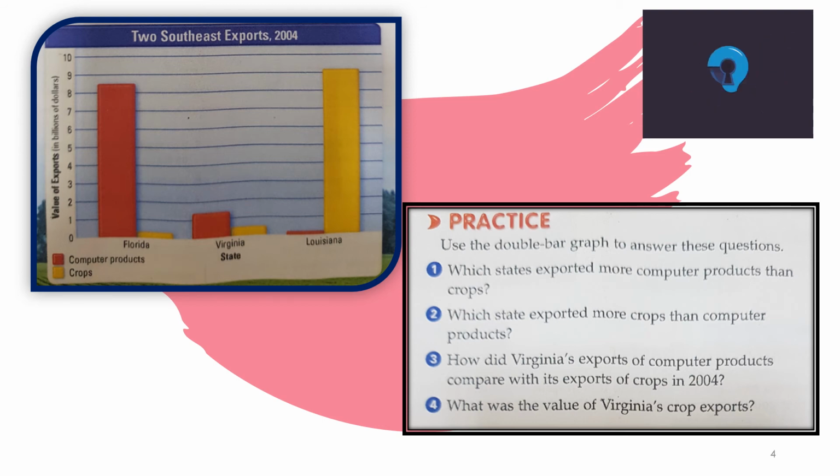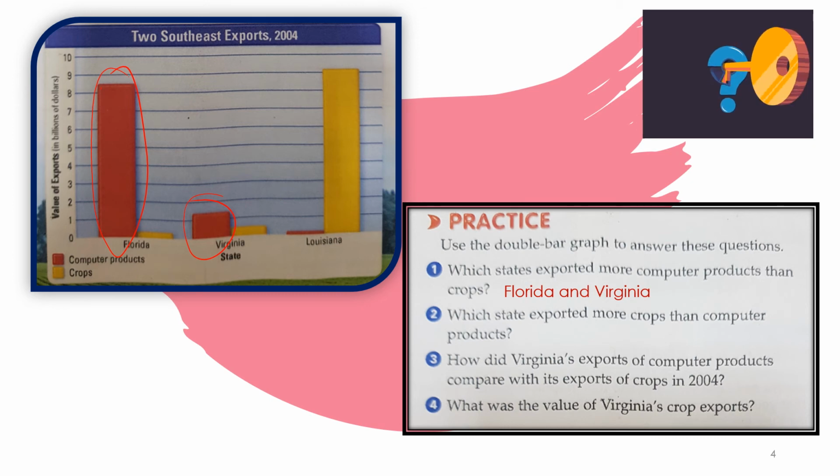Let's find out if your answer is correct. Yes, you are right. The states of Florida and Virginia. It's very obvious, grade 4, because you can see the height of the red bars. So here, Florida and Virginia.